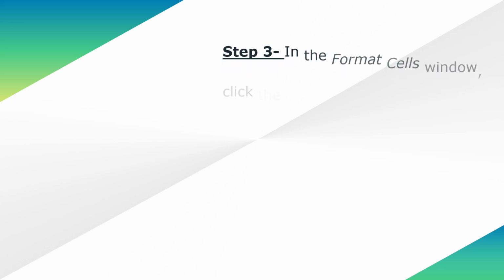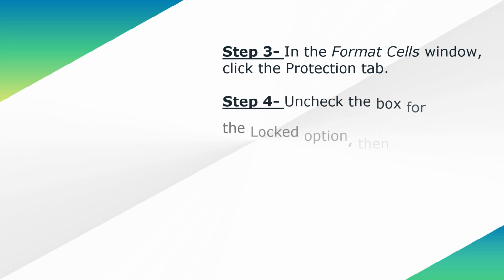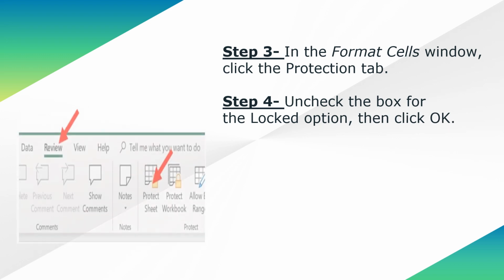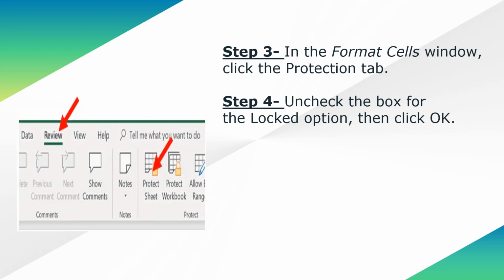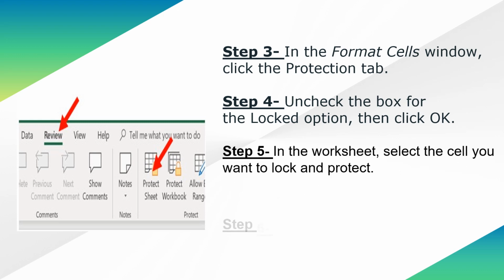Step 3. In the Format Cells window, click the Protection tab. Step 4. Uncheck the box for the locked option, then click OK. Step 5. In the worksheet, select the cell you want to lock and protect.